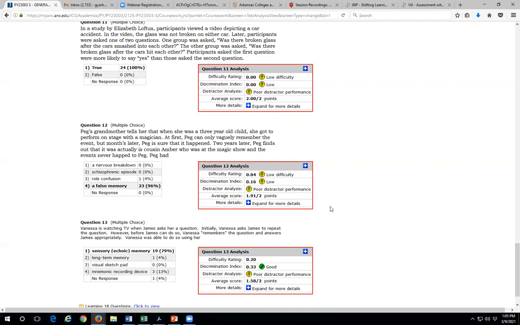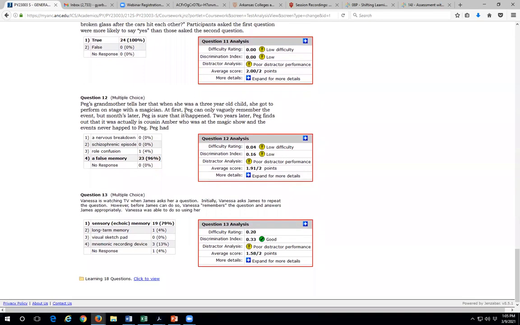Peg's grandmother tells her that when she was a 3-year-old child, she got to perform on stage with a magician. At first, Peg can only vaguely remember the event, but months later, Peg is sure it happened. 2 years later, Peg finds out that it was actually her cousin, Amber, who was at the magic show, and the events never happened to Peg. Peg had a false memory. And this was the last question from the section on memory. Vanessa is watching TV when James asks her a question. Initially, Vanessa asked James to repeat the question. However, before James can do so, Vanessa remembers the question and answers appropriately. Vanessa was able to do so using her sensory, and in this case specifically, echoic memory.